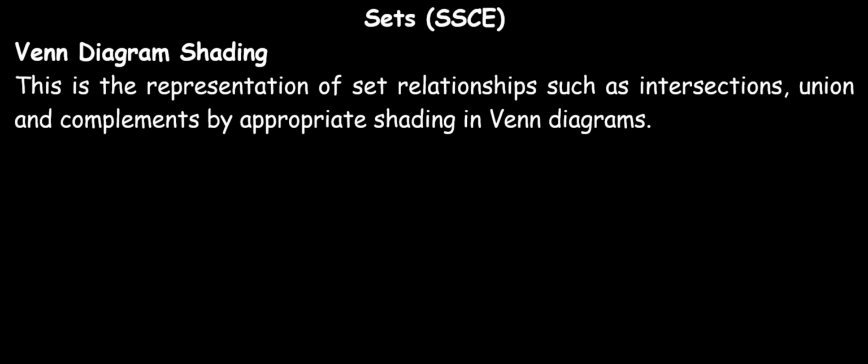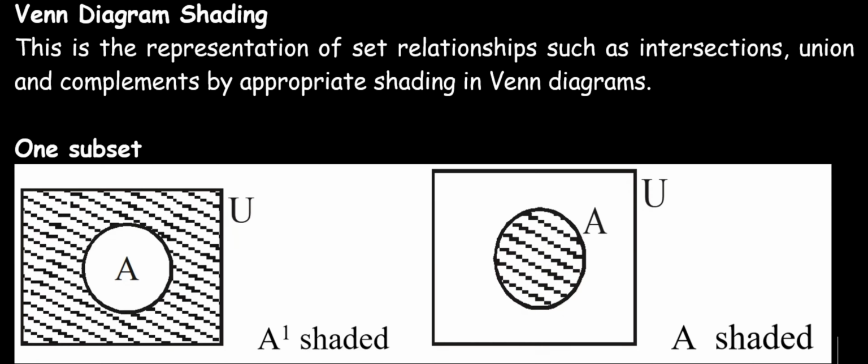First, we have one subset indicated by the diagram below. If you look at the first diagram, we have A prime shaded. The subset A is inside the universal set U. And when we say A prime, it is anything outside the A subset but within the universal set. Hence, you see the shading within the universal set, but subset A, inside the circle, is omitted.